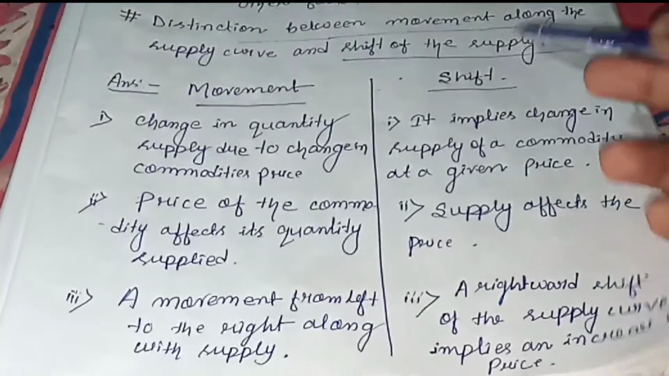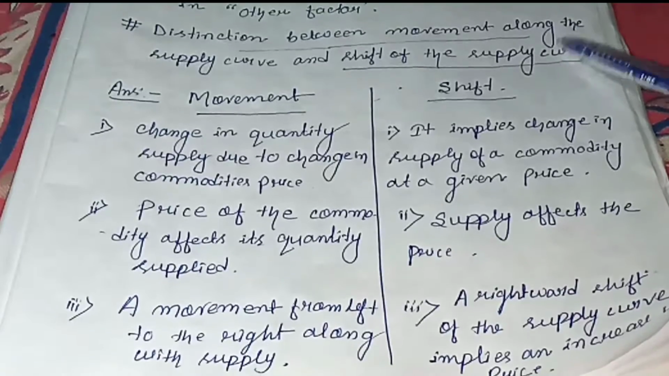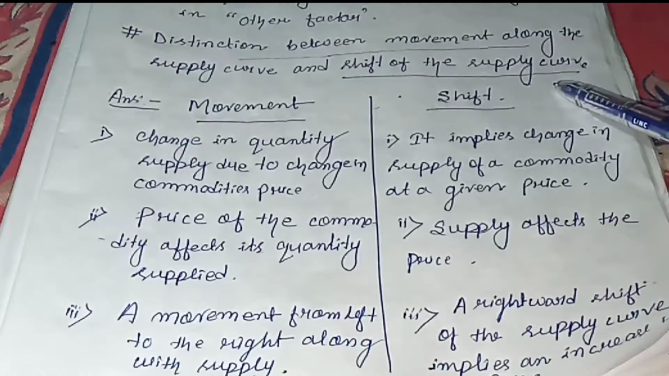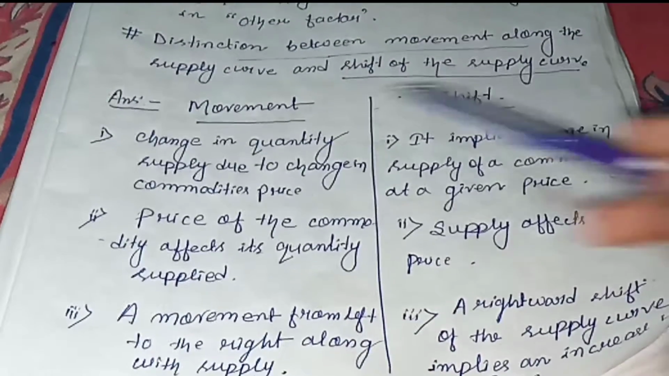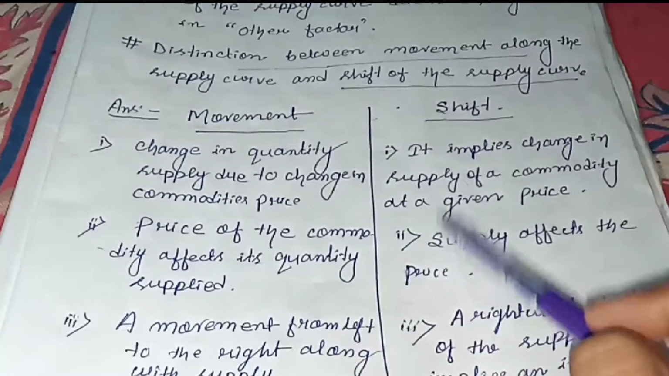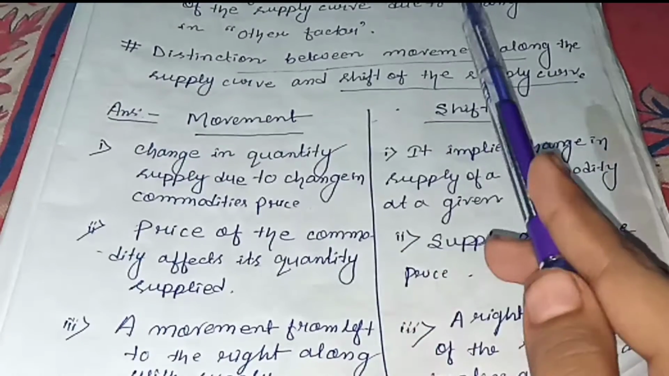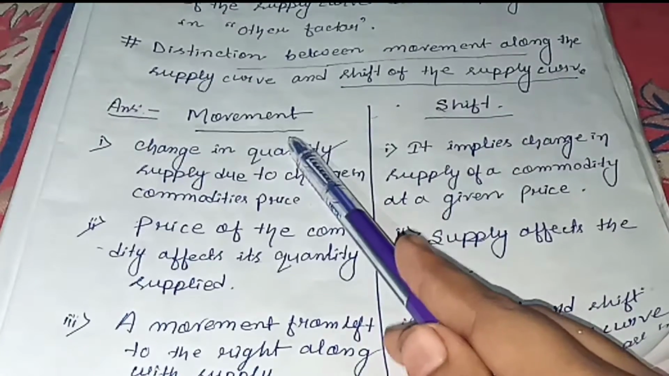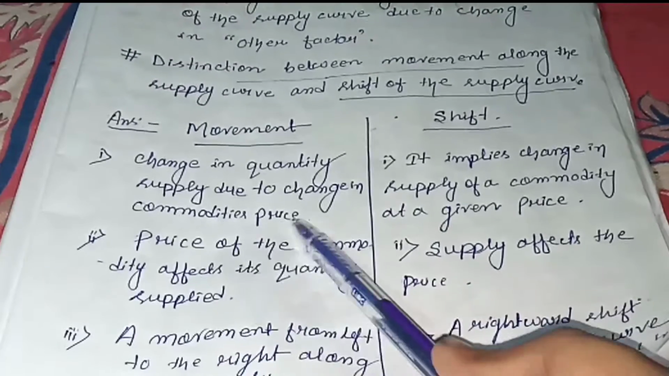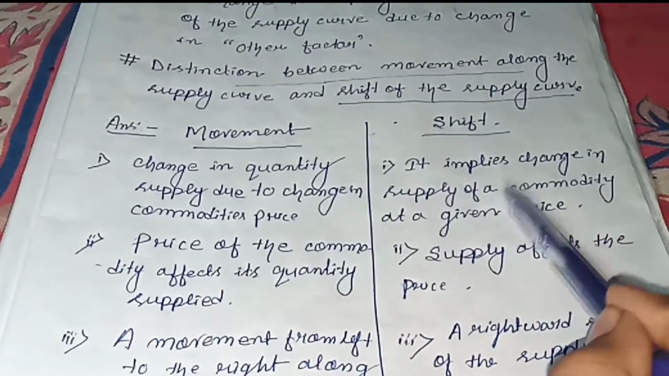And what is the distinction between movement along the supply curve and shift of the supply curve? Movement along the supply curve is also known as change in quantity supplied, and shift of the supply curve is also known as change in supply. Movement along the supply curve refers to change in quantity supplied due to change in the commodity's own price. It is changed only by the price.